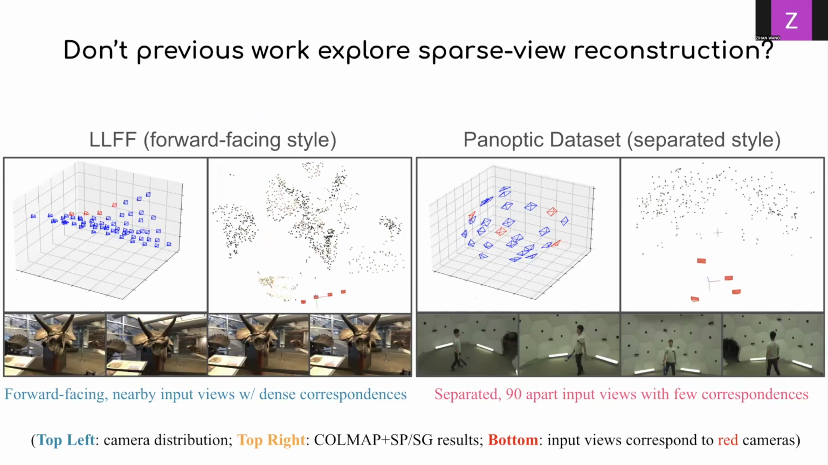Previous work on sparse view reconstruction failed to solve this problem as they reconstruct easier scenes and refer to sparse view cameras that share dense correspondence. For this simple setup, if you just run COLMAP, everything just works. But on our separated camera settings, those methods fail to give reasonable reconstructions.